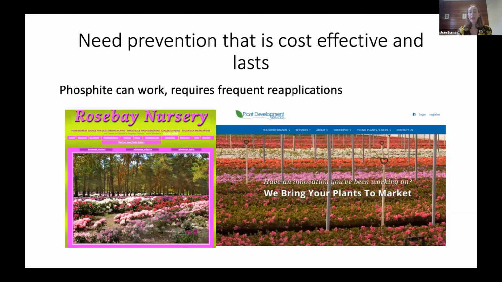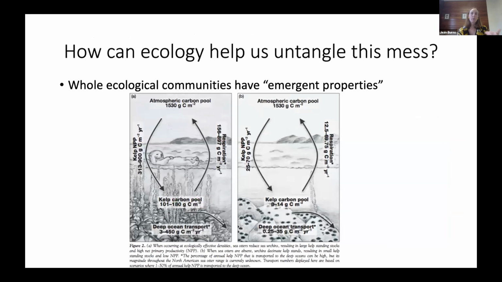So it sounds like we're facing a conundrum, right? There are lots of pressing problems that are intersecting here, from climate change to disease. How can ecology help us to address or start to address some of these pressing problems? I teach ecology, and I'm teaching ecology this fall.